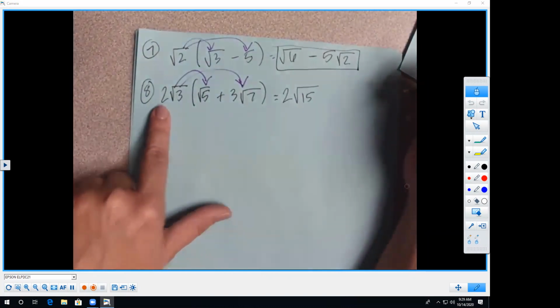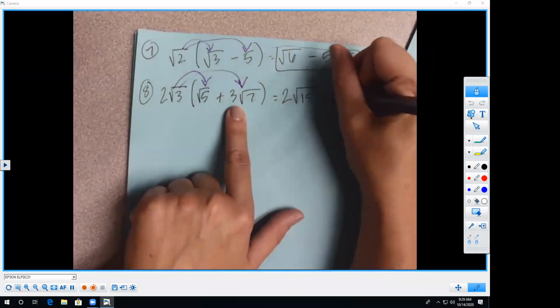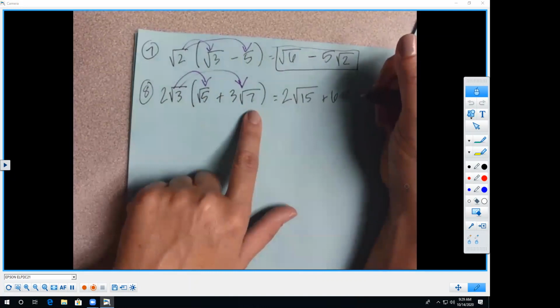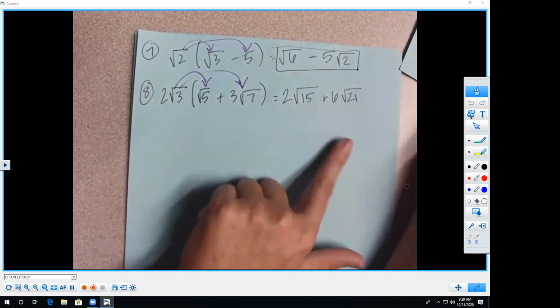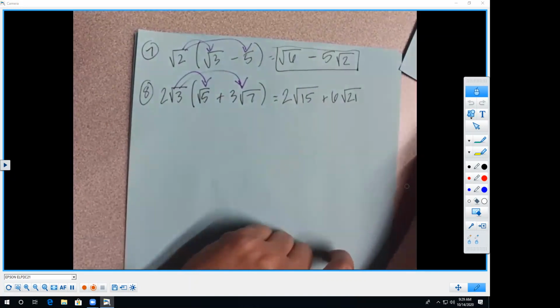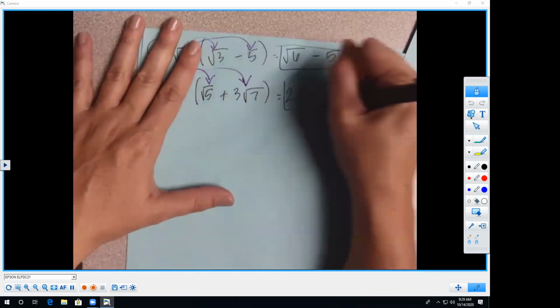And then 2 square roots of 3 times 3 square roots of 7. I do 2 times 3. Those are the outside numbers to get 6. The square root of 3 times the square root of 7 is the square root of 21. Are those like terms to combine? No. If I break them down, is there anything to take out? No, that's just 3 times 5. That's just 3 times 7. So that is my answer.